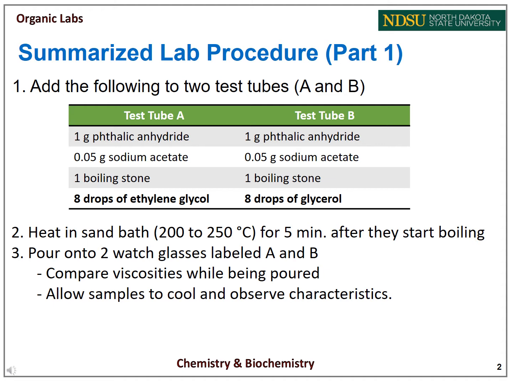In part one of the lab, we'll be preparing two polymers, so you'll need to take out two clean test tubes, and in those test tubes, you will add the following chemicals which are illustrated in the table, with a key difference that ethylene glycol goes in test tube A and glycerol goes in test tube B.